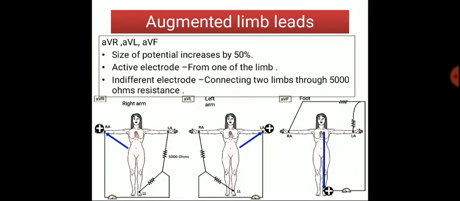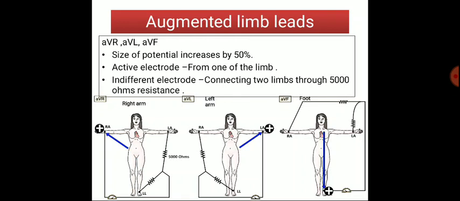In augmented limb leads, the size of the potential increases by 50% without any change in the configuration from the non-augmented record. The active electrode is from one of the limbs and the indifferent electrode is obtained by connecting two limbs through 5000 ohms resistance.